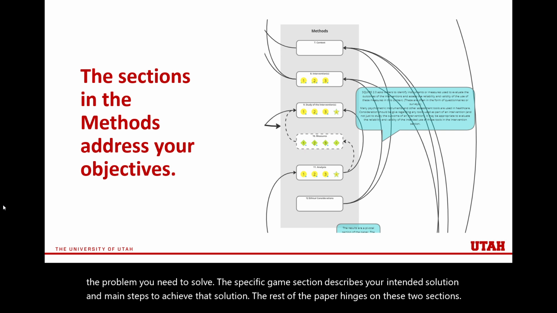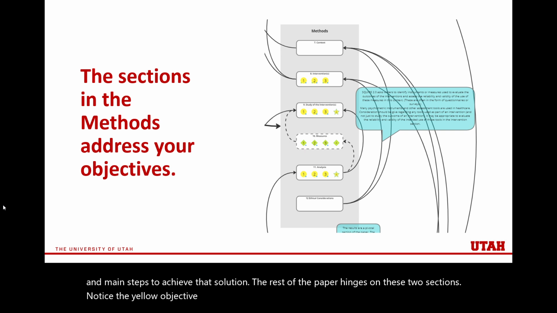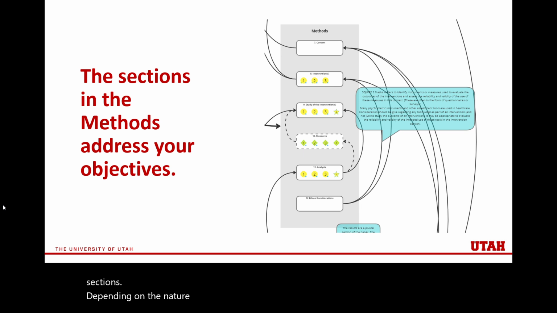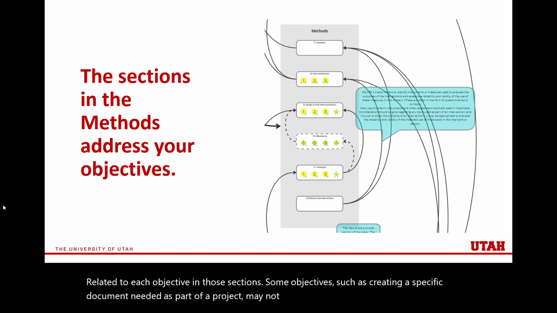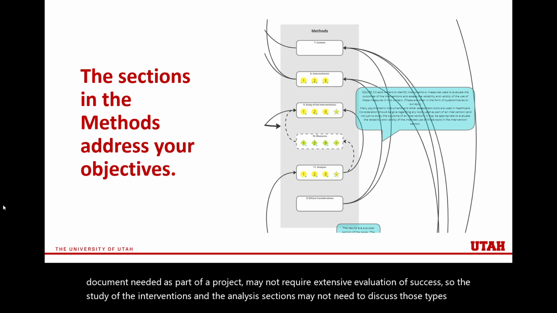Notice the yellow objective circles in the interventions, study of the interventions, and analysis sections. Depending on the nature of each objective, you may be writing material related to each objective in those sections. Some objectives, such as creating a specific document needed as part of a project, may not require extensive evaluation of success. So the study of the interventions and the analysis sections may not need to discuss those types of objectives.